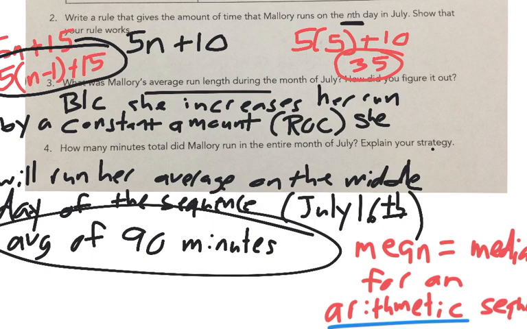Okay. Number 4. How many minutes total did Mallory run during the entire month? What do you think? So now do we have to add all these? You could, but I'm lazy. I got a different way I would do it.